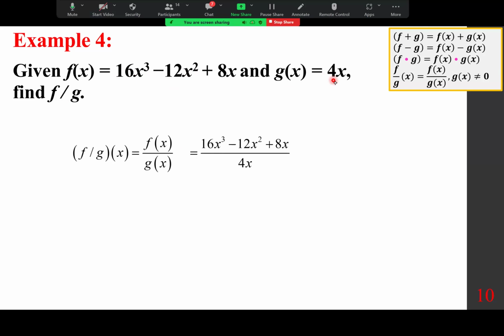Because the denominator contains one term, let's cut it into 3 fractions. This is one, this is the second one, this is the third. So we make up 3 fractions because the denominator has only one term. This is 4x squared minus 3x plus 2. Simple.